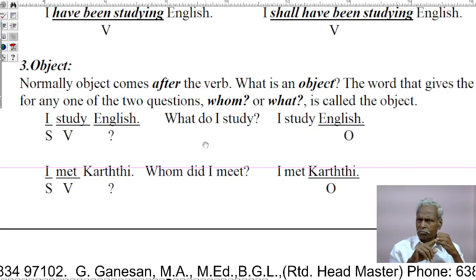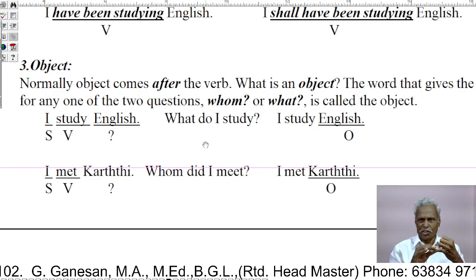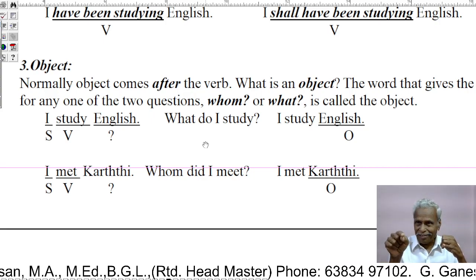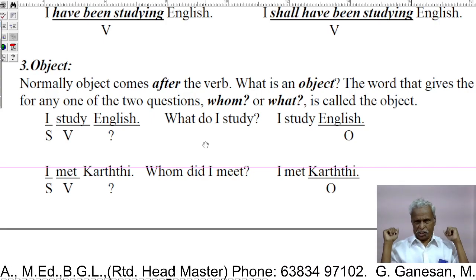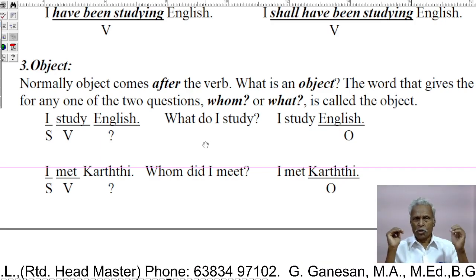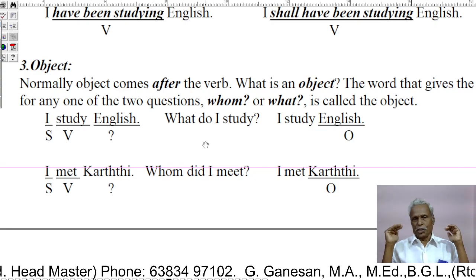Whom do I study? No answer. The cat itself is no answer. What do I study? There is the answer. English. I study English. So there is the answer for the question. What do I study? So English is the object.